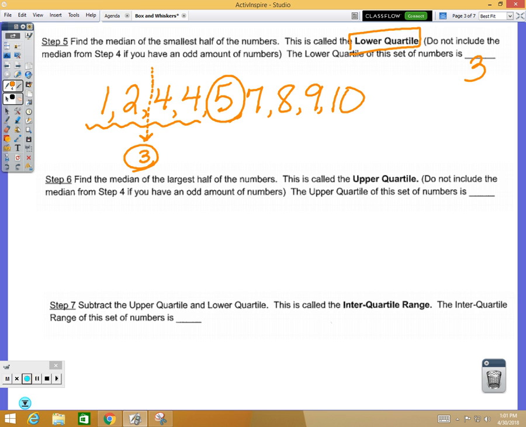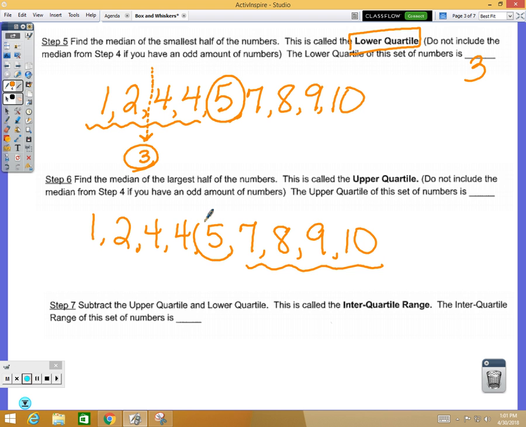Step 6, we're finding the upper quartile. So we're looking at the upper half of your numbers. Once again, we have an odd amount of numbers, so we are not going to include that median. So again, we're not including the 5 in this. We are only looking at the 7, 8, and 9. The median of 7, 8, and 9 would come in between the 8 and the 9. What's between 8 and 9? 8.5. Good. So the upper quartile is 8.5.